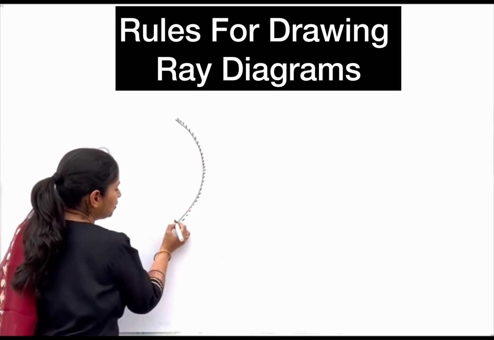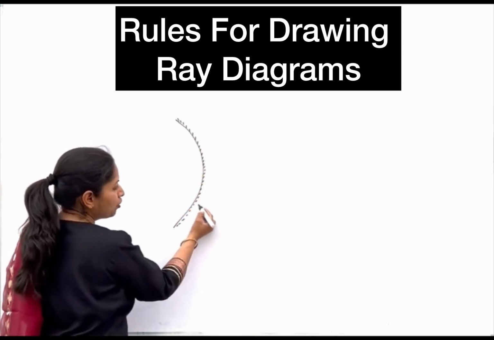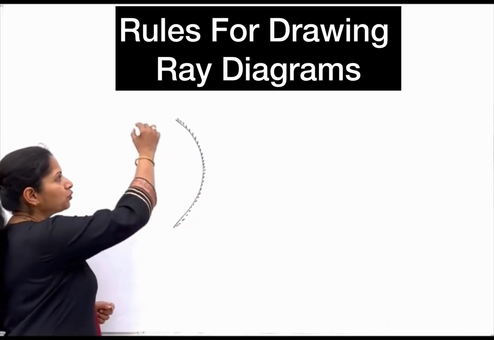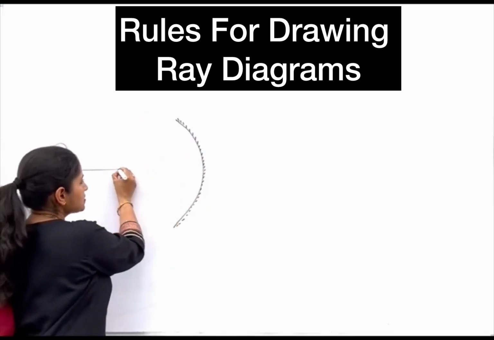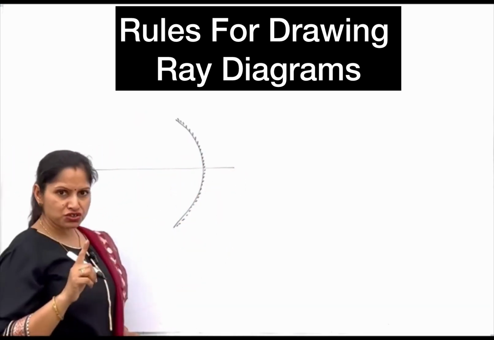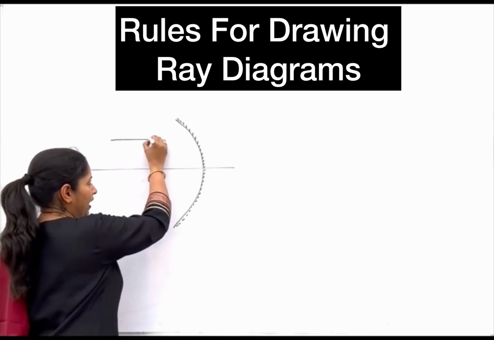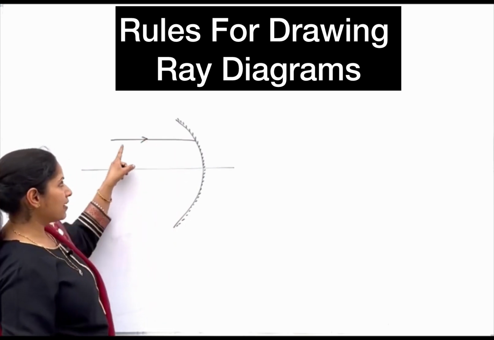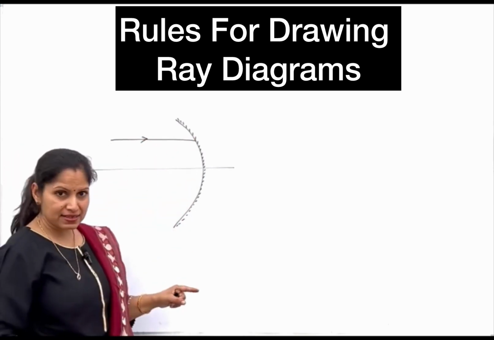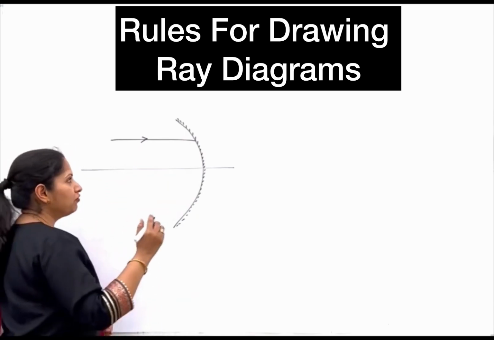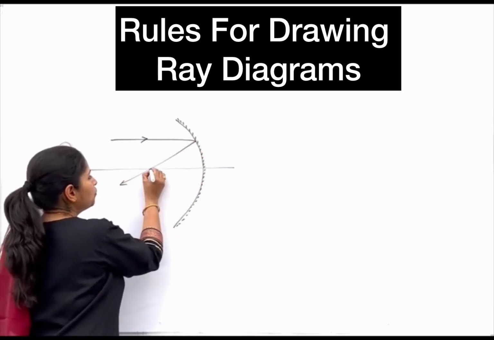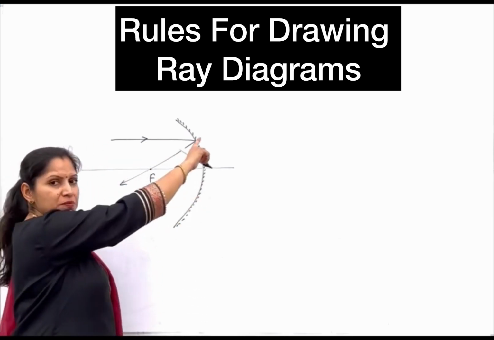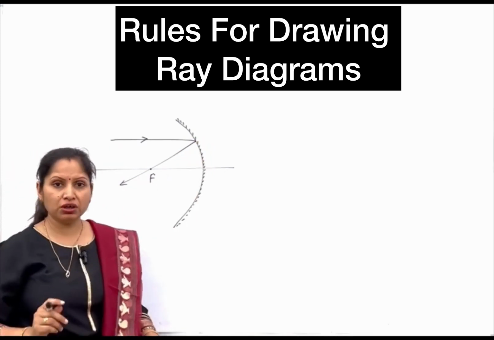So this is a concave mirror in which this is the non-reflecting surface and this side is the reflecting surface. तो ये हमारा एक concave mirror है. This is the principal axis. First rule states that if any ray of light is falling parallel to the principal axis, you can see that this ray of light is parallel to the principal axis. तो mirror से टकराने के बाद reflect होके it will pass through the focus. This is the first rule, that if a ray of light is coming parallel to the principal axis, after reflection it will pass through the focus.